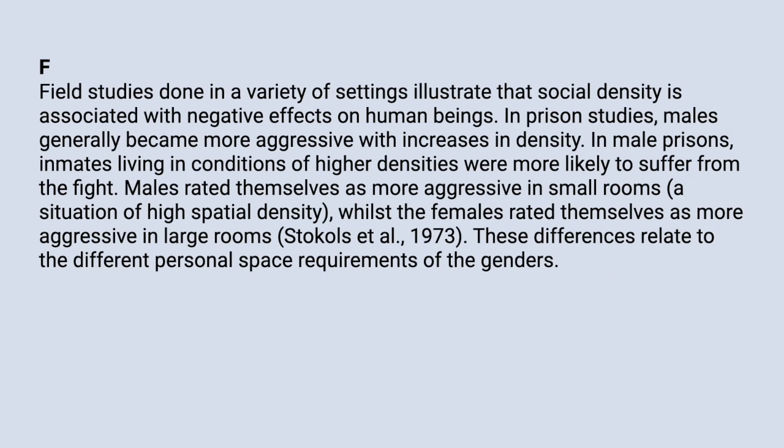Field studies done in a variety of settings illustrate that social density is associated with negative effects on human beings. In prison studies, males generally became more aggressive with increases in density. In male prisons, inmates living in conditions of higher densities were more likely to suffer from the fight. Males rated themselves as more aggressive in small rooms, a situation of high spatial density, whilst the females rated themselves as more aggressive in large rooms, Stokols et al., 1973. These differences relate to the different personal space requirements of the genders.